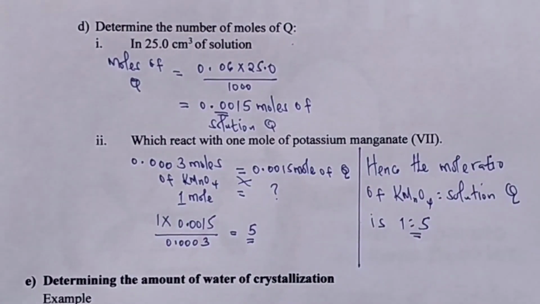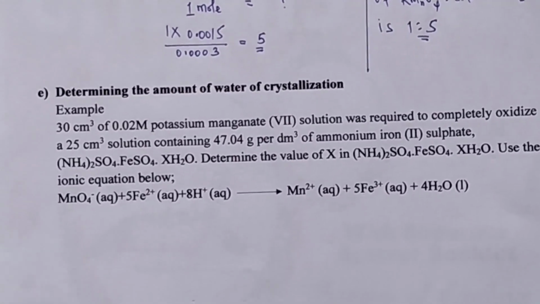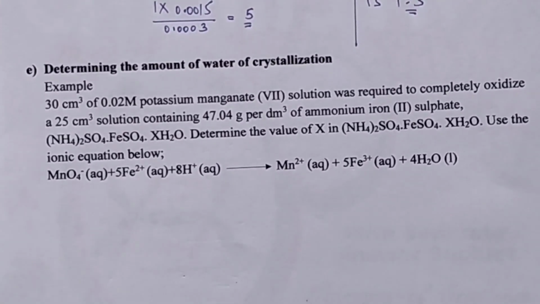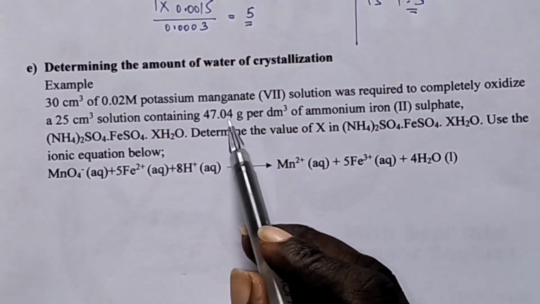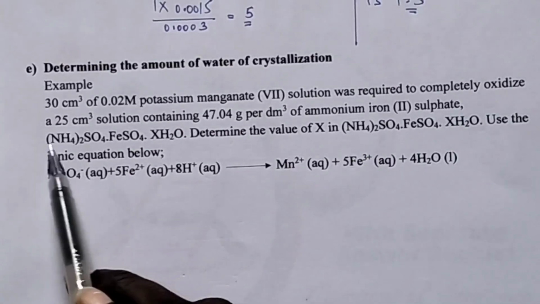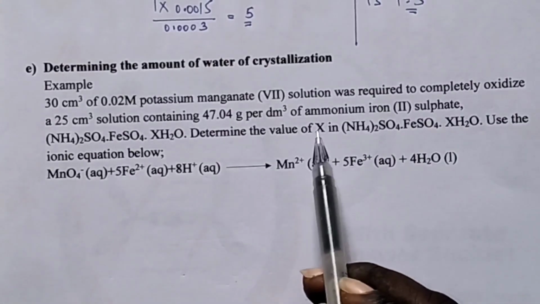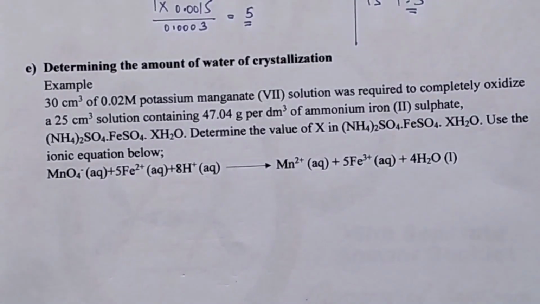So next we are going to go to Roman E. That's the 5th aim of redox titration, and that's determining the amount of water of crystallization. Example: we are told 30 cm³ of 0.02 molar potassium manganate(VII) solution was required to completely oxidize a 25 cm³ solution containing 47.04 g/dm³ of ammonium iron(II) sulfate, which is a double salt, and it has this formula. We are told to determine the value of x in ammonium iron(II) sulfate using the ionic equation below.